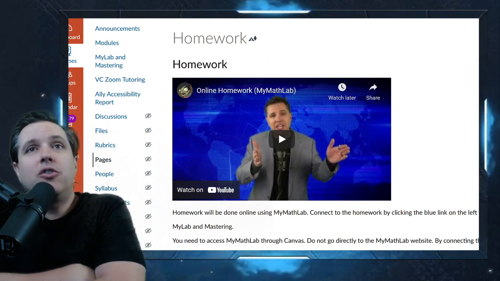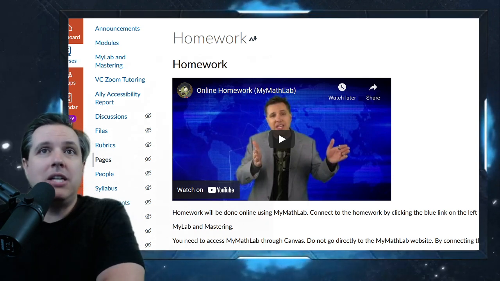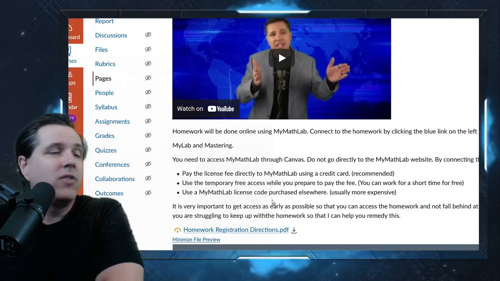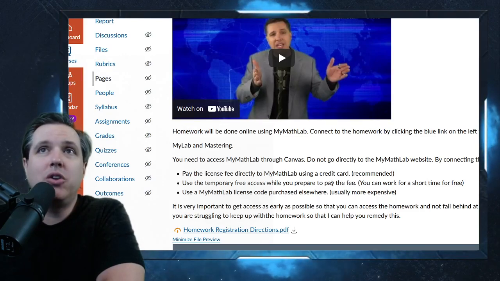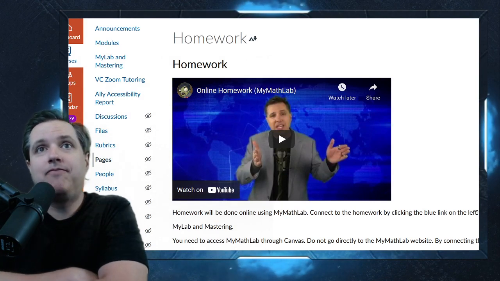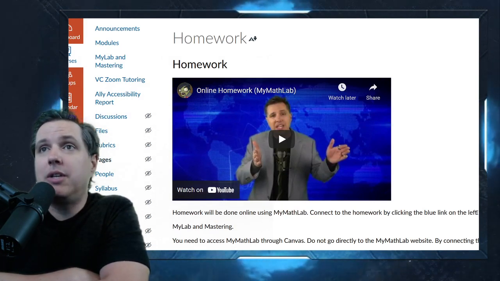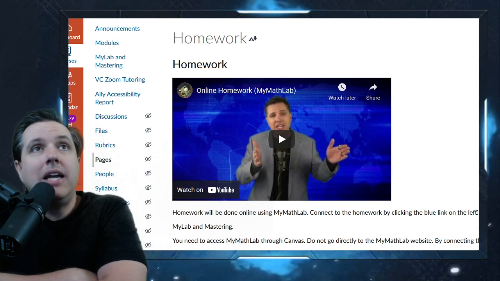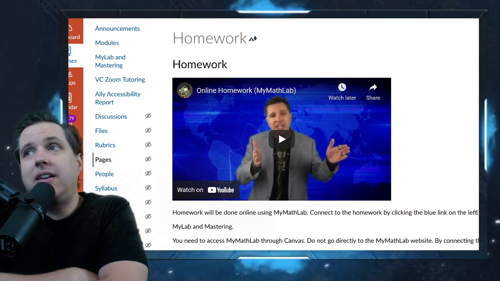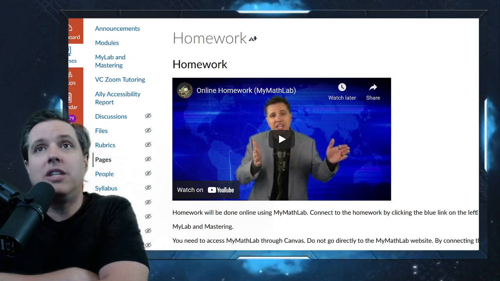You can still start the homework temporarily without paying for it, right? It even mentions this here. Use the temporary free access while you prepare to pay the fee. It gives you 14 days to pay. That's 2 weeks. So next week, I'm going to have students coming to me and saying, I'm sorry I'm behind, but I didn't have my money to buy the license. Nope, that doesn't make any sense. So again, it's back to just follow the directions of what the teacher is telling you.